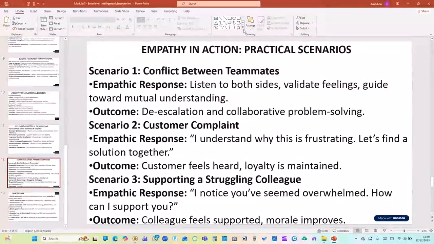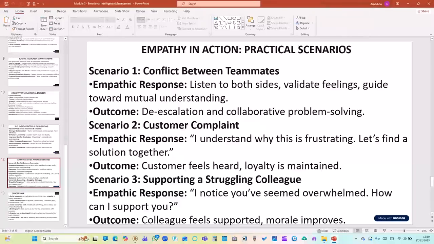Now, empathy in action, practical scenarios. Scenario one, conflicts between teammates. In this scenario, the empathic response is listening to both sides, validating feelings, guiding towards mutual understanding. So if there is a conflict between two teammates, your empathic response is you listen to both sides, hear from Mr. A, hear from Mr. B, validate the feelings that are involved, guide towards mutual understanding. Now the outcome, there will be de-escalation and collaborative problem solving. So this is a practical scenario of empathy.